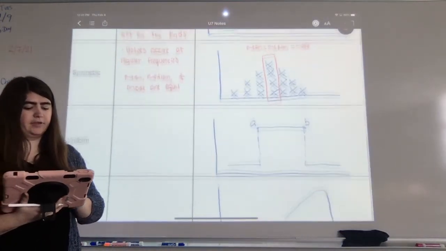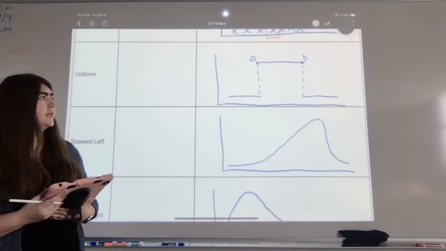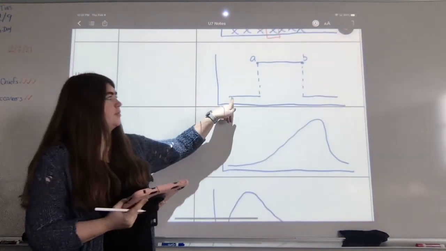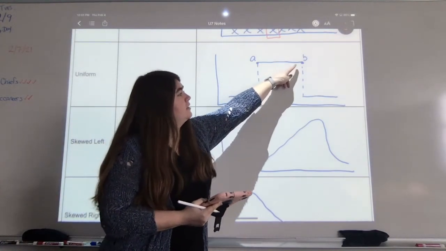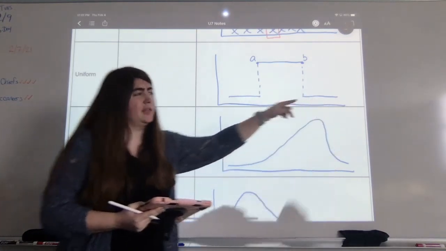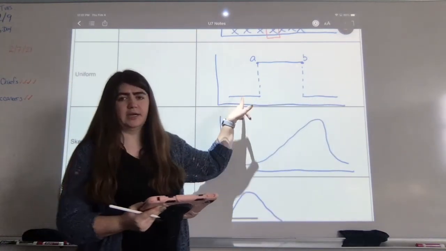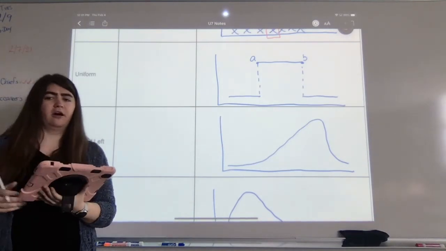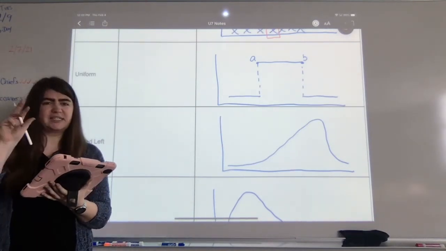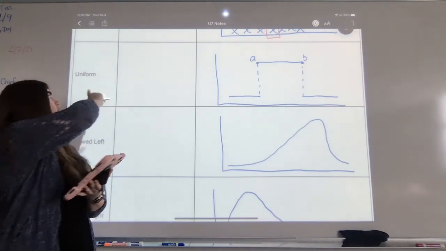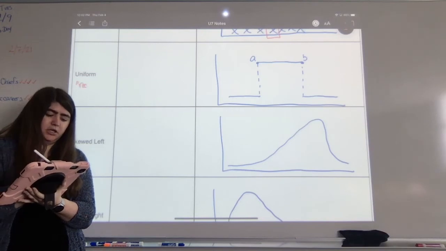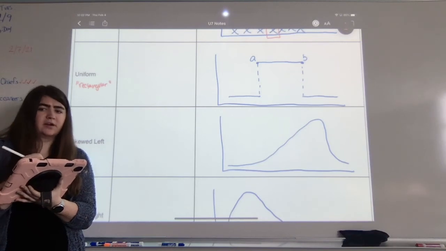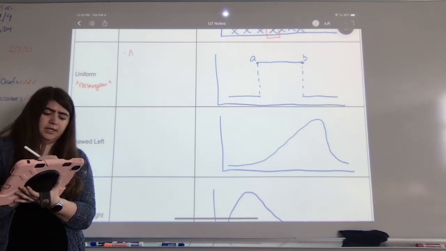All right, next we have uniform. Uniform data is put in a graph that looks like this. So we start low, and then all of a sudden we jump up, and we stay up there for a while, and then we jump back down, and we end at the same level that we started at. And this is often considered rectangular, so I'm going to write that under the word uniform here. So it's kind of like AKA, it is a rectangular distribution. And to describe it, we're going to say that all outcomes are equally likely.